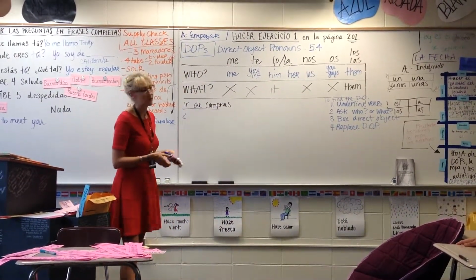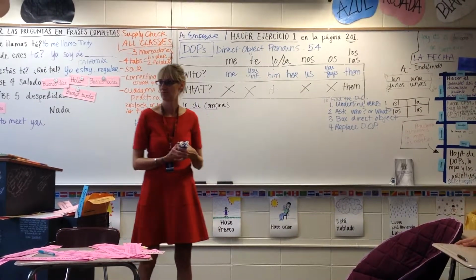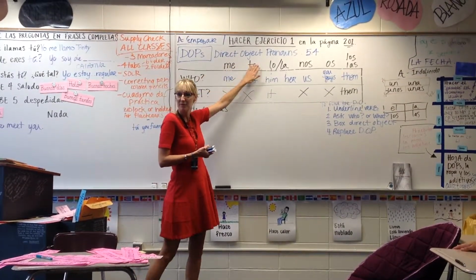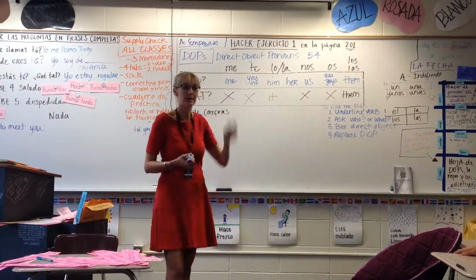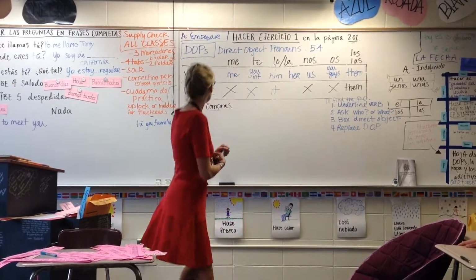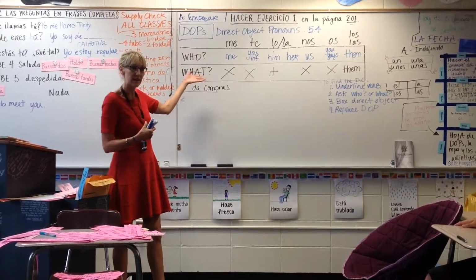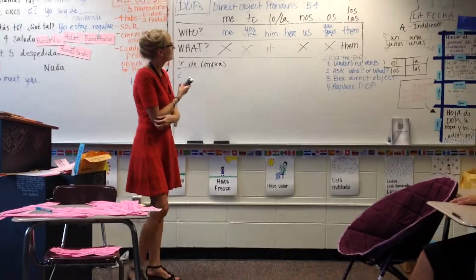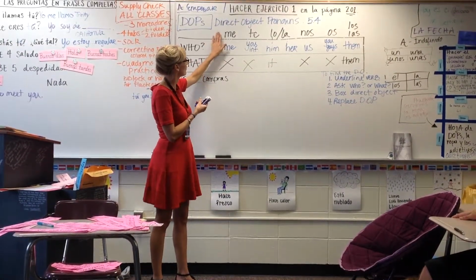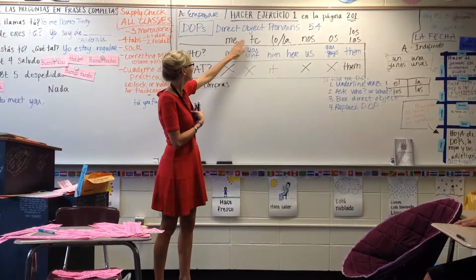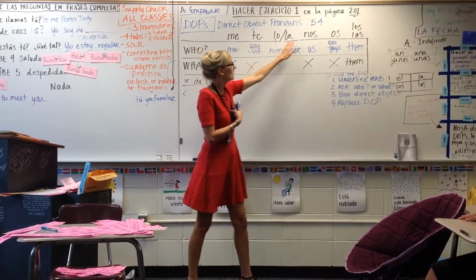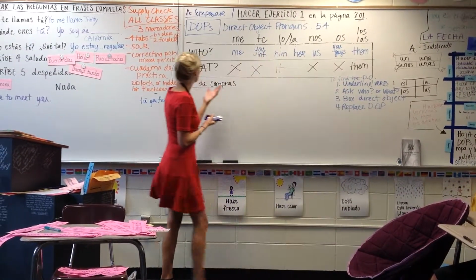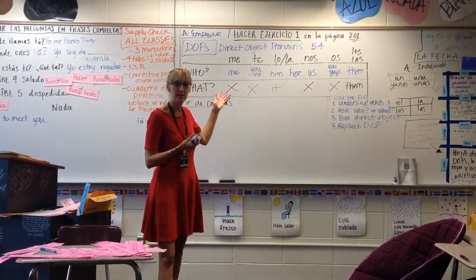So direct object pronouns, they take the place of a what? A direct object pronoun is going to take the place of a direct object. And all direct objects in Spanish answer the questions either who or what in a sentence. These are the direct object pronouns right here. Repite: me, te, lo, la, nos, os, los, and las.